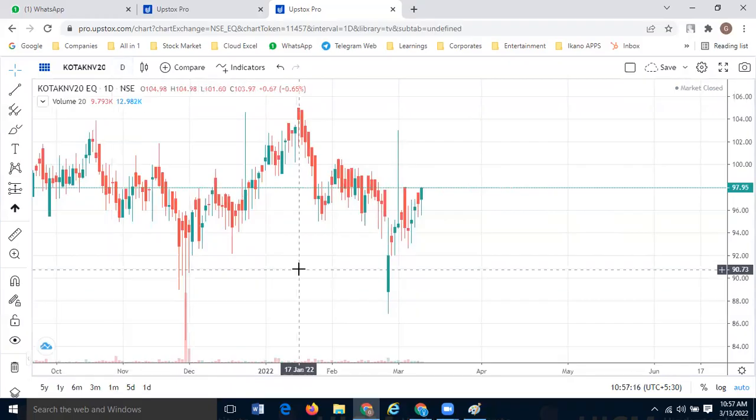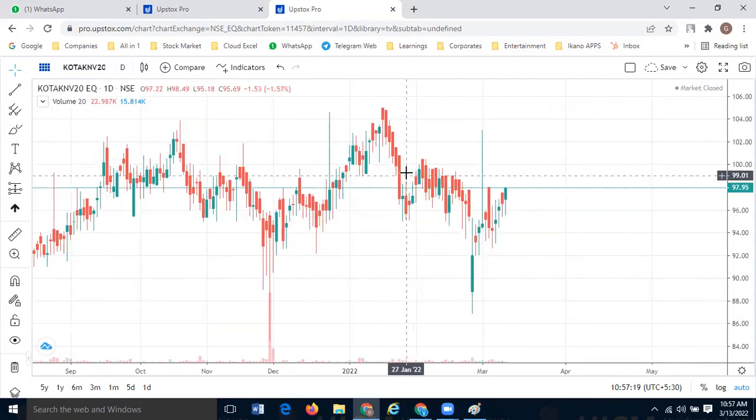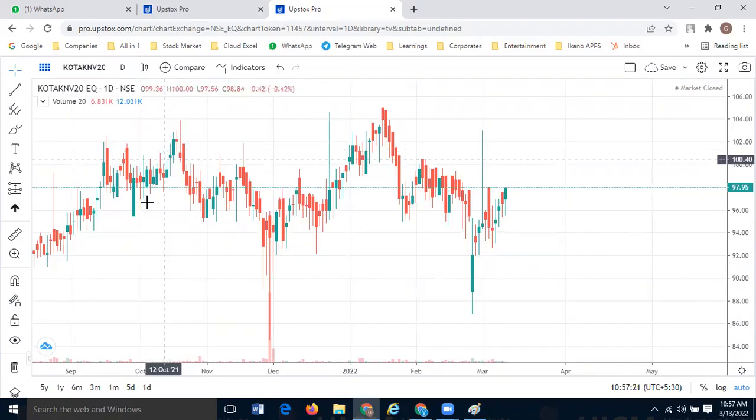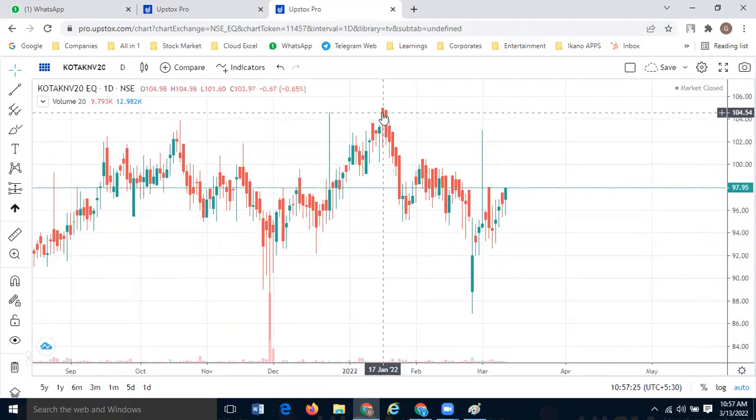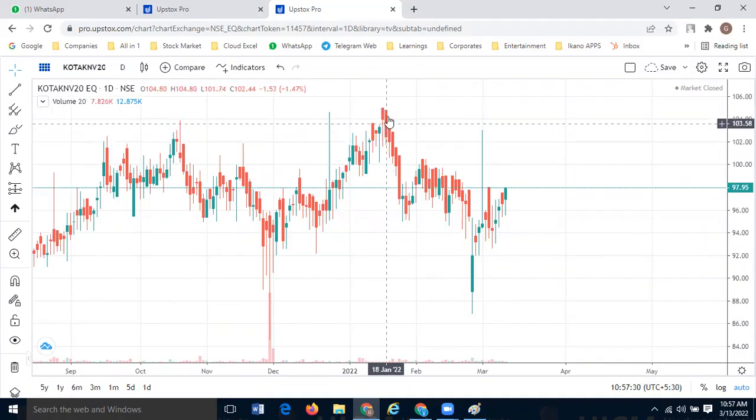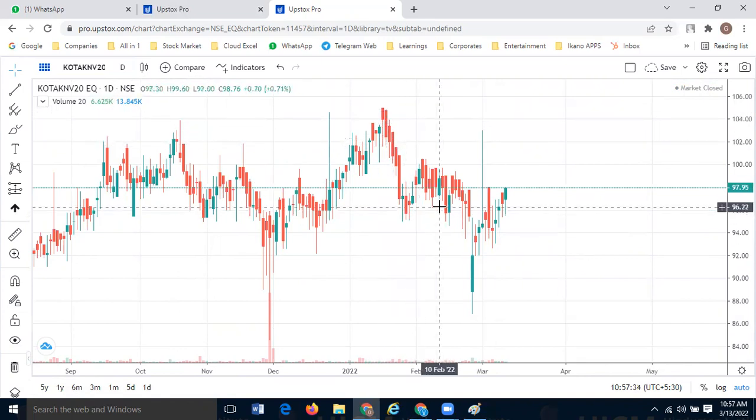In every day it will make one candle. The different candles you are seeing, green and red, are each for one day. For example, this candle is for 17 Jan, so it is for a day, and this is for 18 Jan. If you see 17, 18, 19, it is falling continuously.